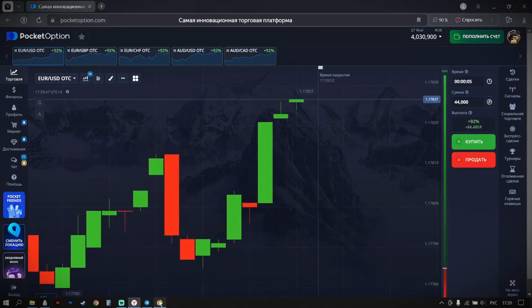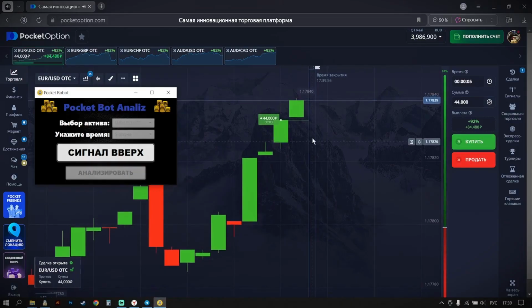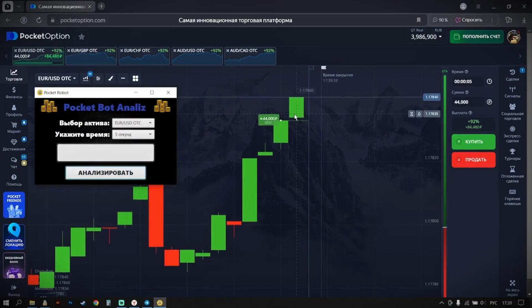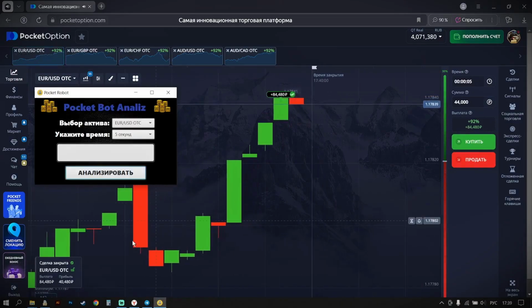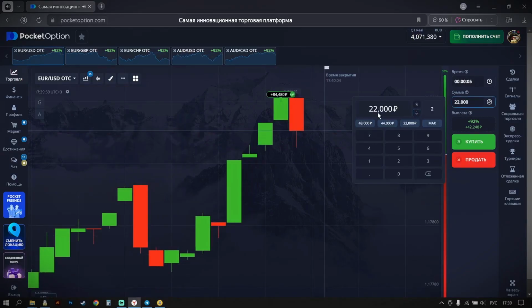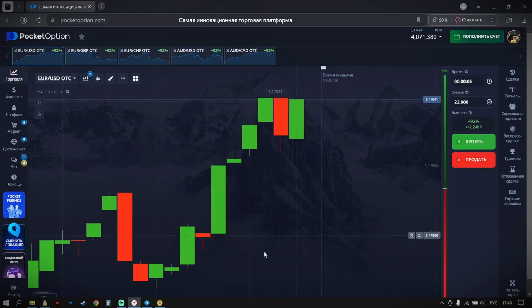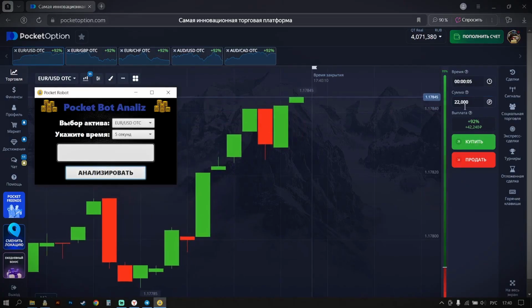I even cover losing trades by doubling the trade amount, receiving a new signal in the robot. According to the new signal, I enter the trade with an amount twice the previous sum before our loss. This way I earn 40,000 rubles, but considering the previous loss, I break even and additionally earn 18,000 rubles. Here is such a simple strategy.